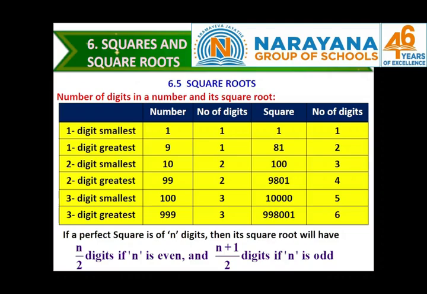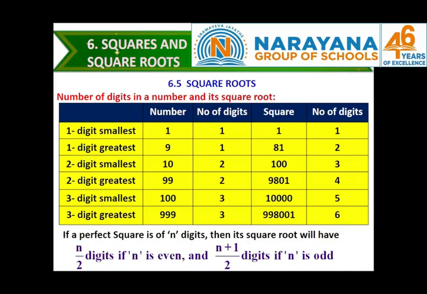So, we conclude that if a perfect square of a number has n digits, then its square root has either n by 2 digits or n plus 1 by 2 digits. If the number has an even number of digits, then its square root has n by 2 digits. So 6 digits means 6 by 2 is 3. If it is odd, see the previous example, 1 followed by 4 zeros, 5 digits are there. So the number of digits is n plus 1 by 2, 5 plus 1 by 2, 6 by 2.